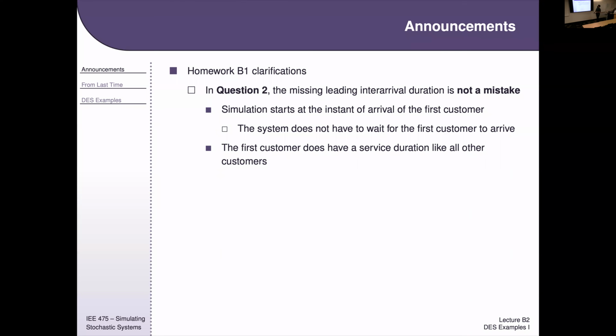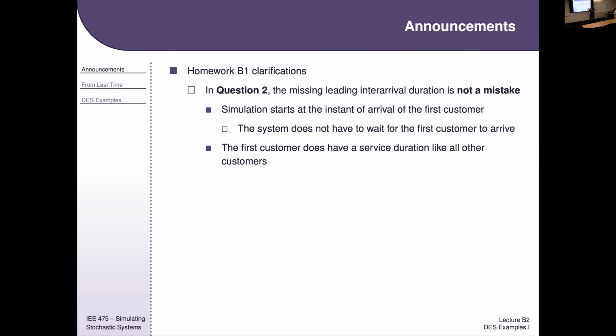Also in question 2, sometimes people ask why there is an empty gap as the first inter-arrival time. That's not a mistake. The first customer doesn't have an inter-arrival time before her. That empty space implies that the first customer has a service time, but arrives the time the system starts. So the first inter-arrival time is really the time between the first customer and the second customer. That's the reason there's a gap there. So that gap is not a mistake.